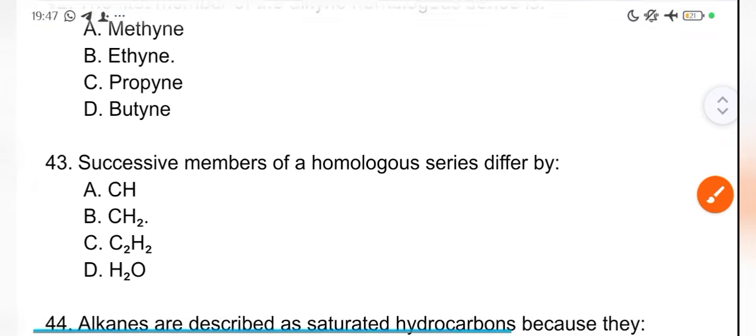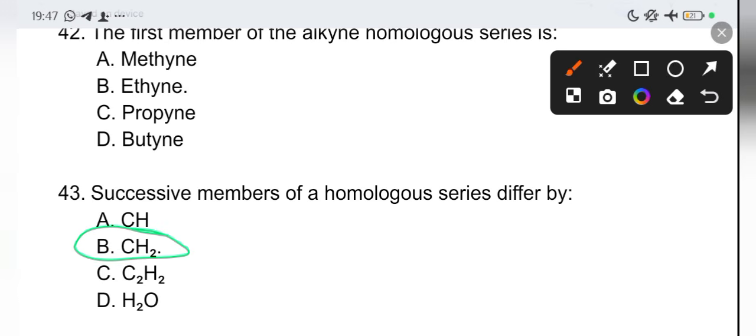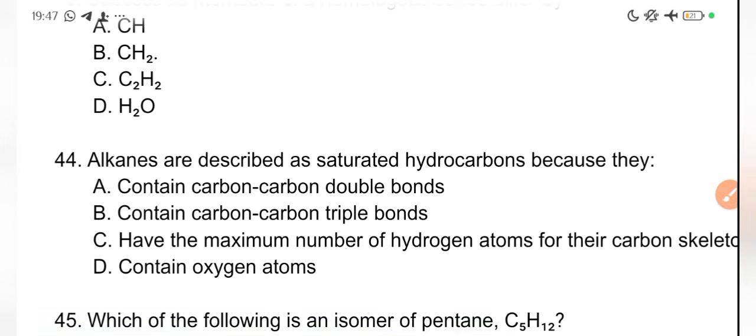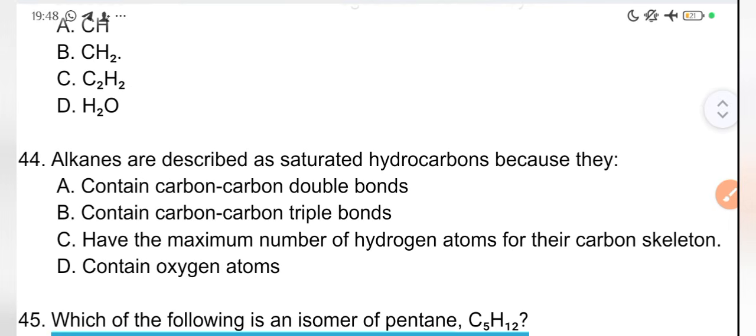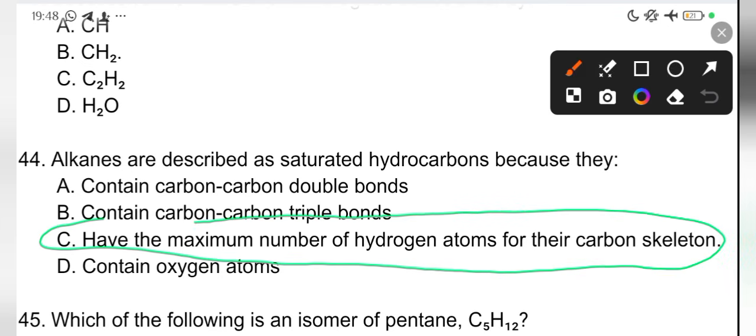43. Successive members of a homologous series differ by CH2. 44. Alkanes are described as saturated hydrocarbons because they have the maximum number of hydrogen atoms for their carbon skeleton. That's why they are described as saturated. In secondary school it was said it's because it's single bonded, as opposed to double bonded. You're actually correct if it's single bonded, but that's not the actual reason.